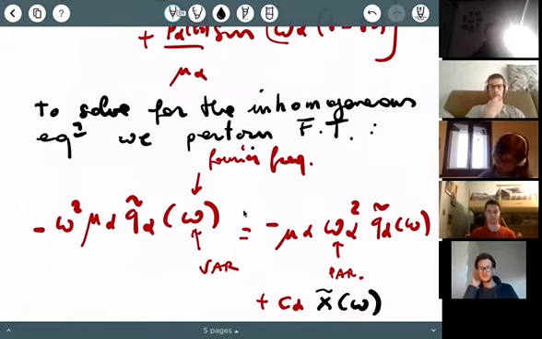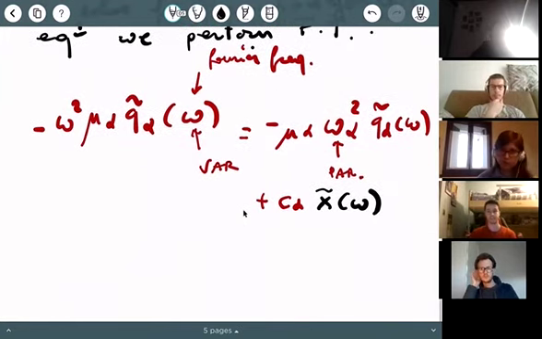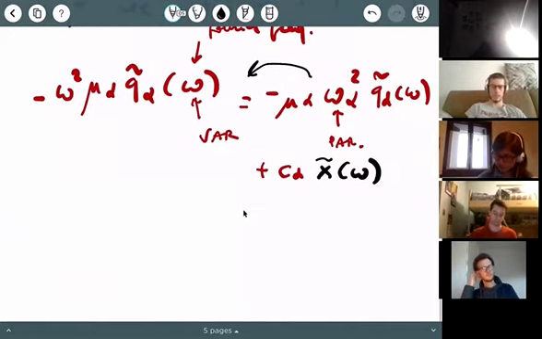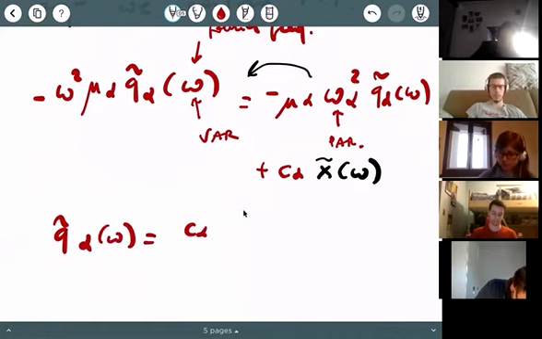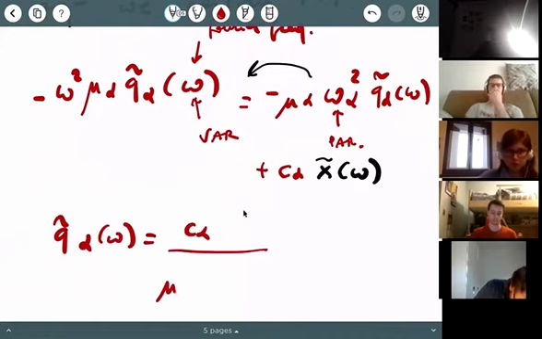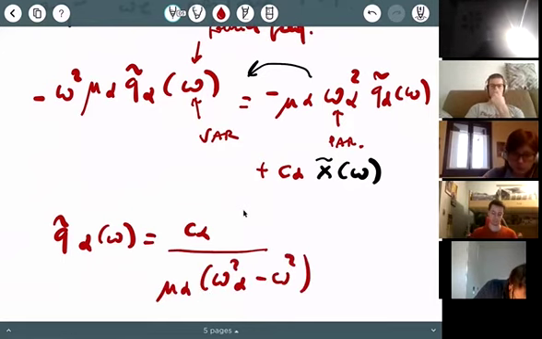Okay? Now, all I can do is move this term to the other side and factorize out my solution, q tilde alpha, right? So in the end, what I get is q tilde alpha of omega is equal to C alpha divided by mu alpha, omega alpha squared minus omega squared, and then I get an x tilde of omega.